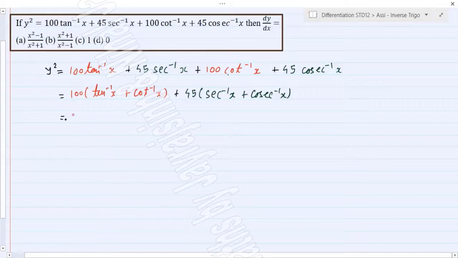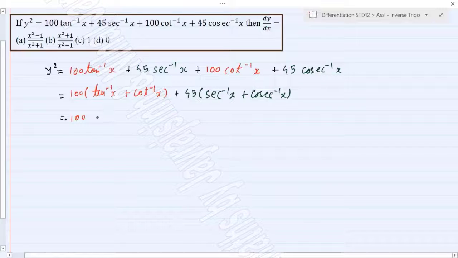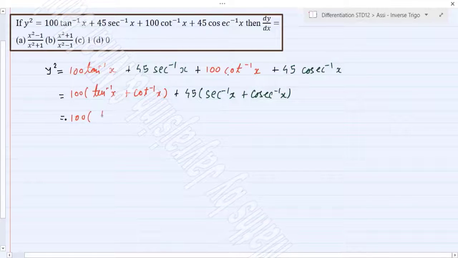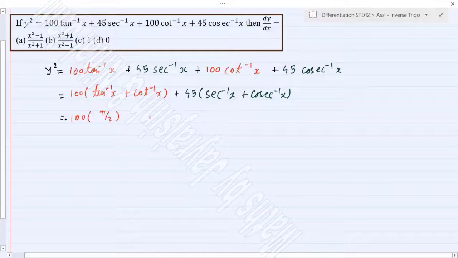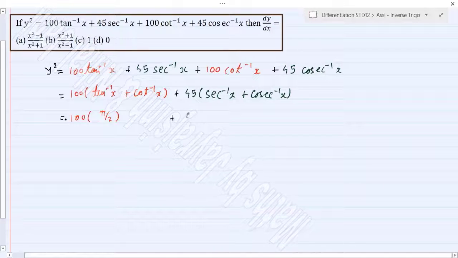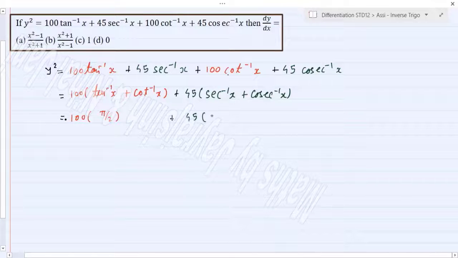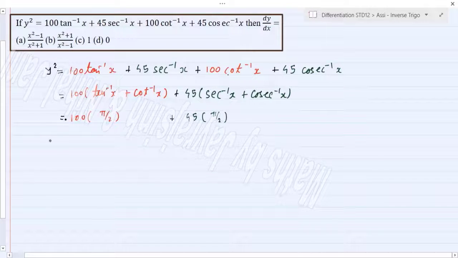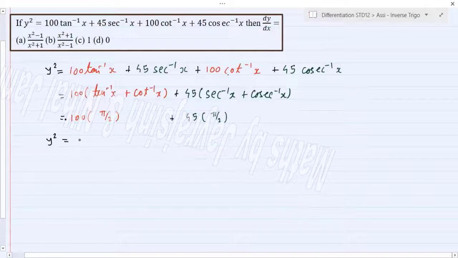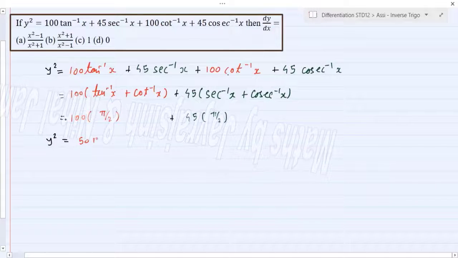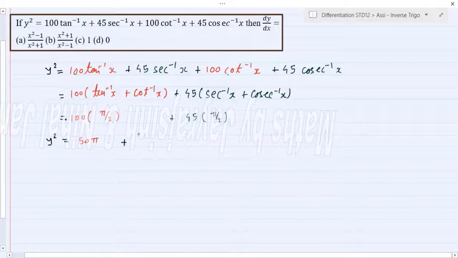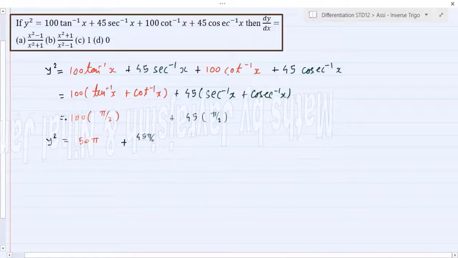Now, we all know that tan inverse x and cot inverse x are complementary functions of each other. So its summation will be pi by 2. Similarly, sec inverse x plus cosec inverse x is also pi by 2. So we get y square is equal to 50 pi plus 45 pi by 2.